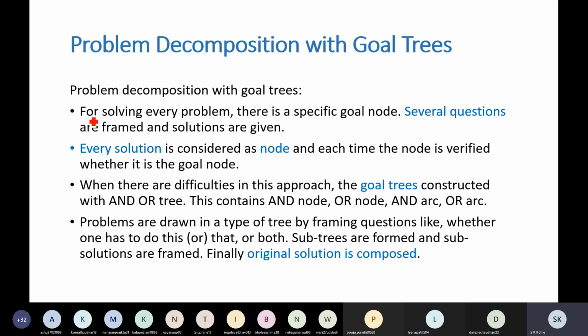So let us go back to problem decomposition. Problem decomposition, or AND/OR graph, is also called a goal tree.